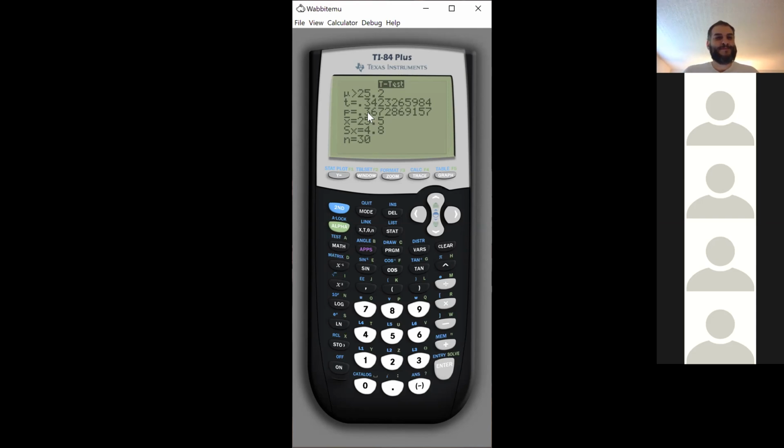So practical significance is just a separate part for more thorough analysis. Yeah, it's more thorough analysis.